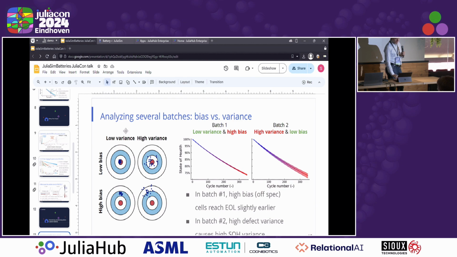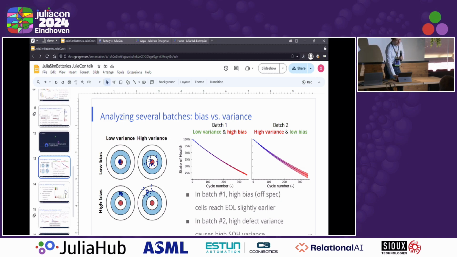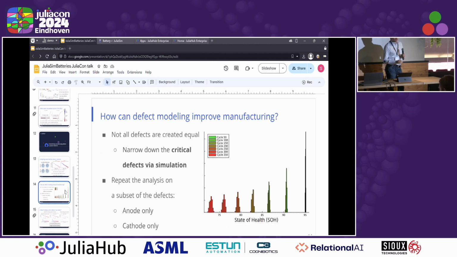Now, moving on. We can also do an analysis if we have batteries that we received from a manufacturer in several batches, and we might want to see the impact of manufacturing defects. We might have things that are off spec or have a very high defect variance. Depending on the characteristics of the batches, we can do more complex analysis in order to analyze the impact of the defects on the performance of the battery and the resulting system in which it is integrated, like an electric vehicle.